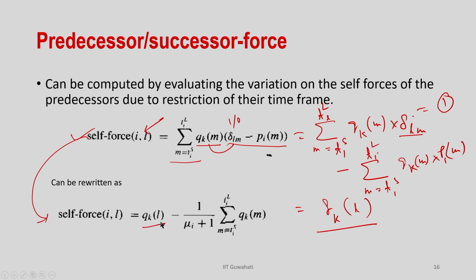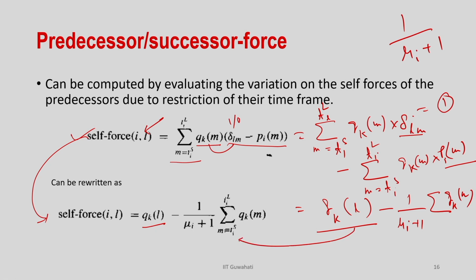Okay. So, that is what I got here, minus, and you know this P I m is 1 by mu I plus 1, because it is the probability in every time frame. So, if I just rewrite this term now, it is basically 1 by mu I plus 1, then the summation of Q K m, right. So, that is how I get this equation, and I can rewrite my self force with this equation. Okay. Let us try to understand this. This is basically the type distribution in timestamp L for type K, minus the probability times the type distribution in the other timestamps. Okay. This is the self force.